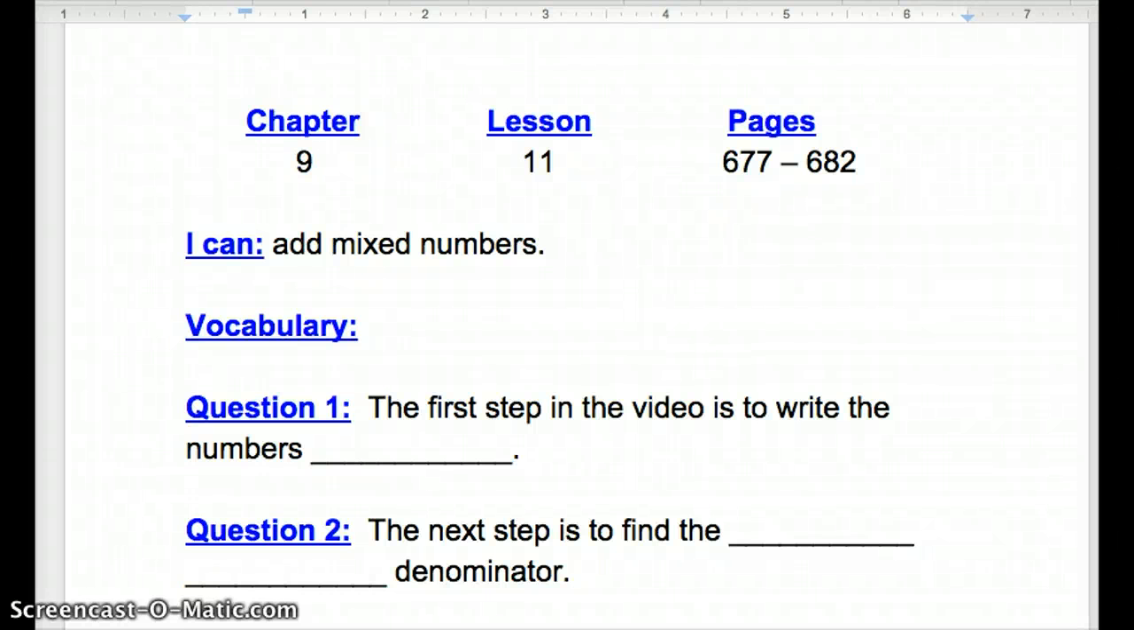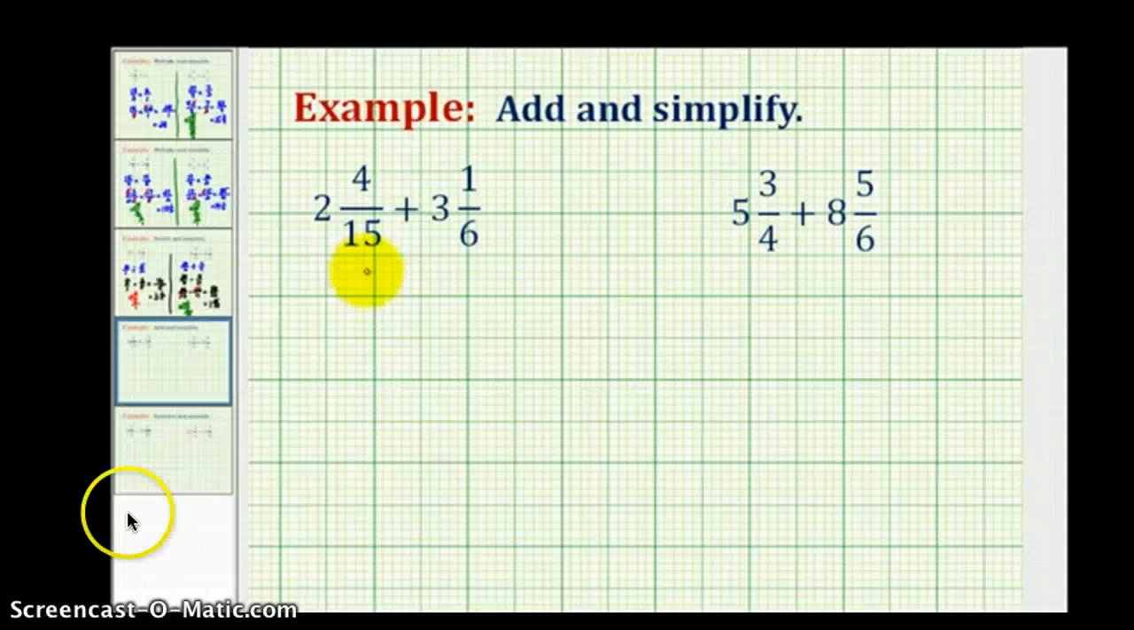Today's lesson is Chapter 9, Lesson 11, on pages 677 through 682. Our objective is I can add mixed numbers. Question 1, the first step in the video is to write the numbers blank. Question 2, the next step is to find the blank denominator.